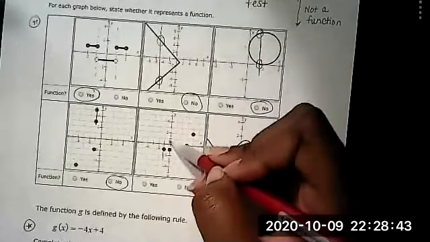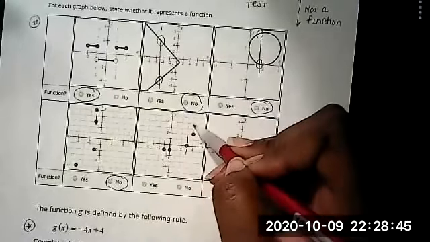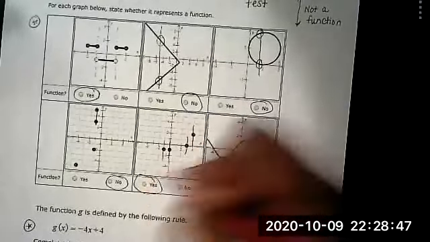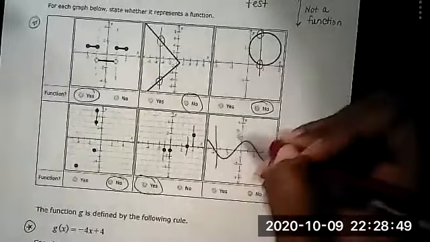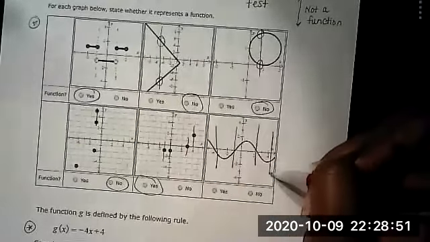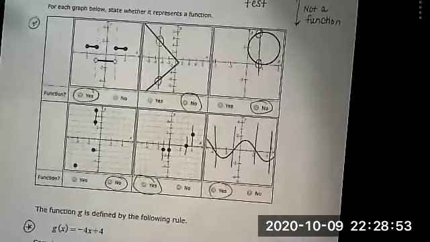Here, if I draw a vertical line, I'll just touch 1 point, 1 point, 1 point, 1 point. This one is a function. Same thing here. I would just be touching 1 point every time. This one is a function. Okay, so vertical line test.